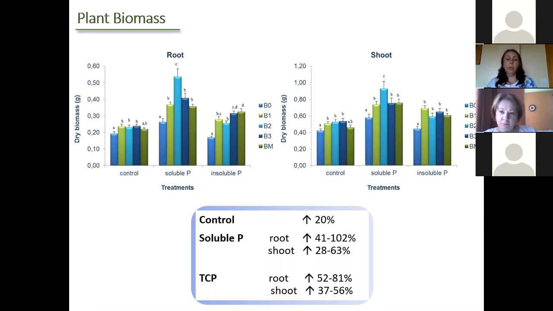In soils amended with the soluble phosphate, we can see increases in roots between 40 and 100%, and in shoots between 28 and 63%. And in soils supplemented with the tricalcium phosphate, the bioinoculation increased root biomass by 52 to 81%, and in the case of shoots between 37 and 56%. So these were very good results in terms of plant biomass.